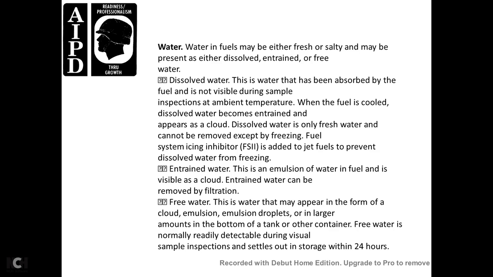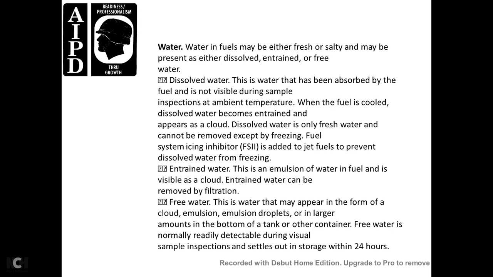Water in fuel may be either fresh or salty, and may be present as either dissolved, entrained or free water. Dissolved water has been absorbed by the fuel and is not visible during sample inspection. At ambient temperature when the fuel is cool, the dissolved water becomes entrained and appears as a cloud. Dissolved water is only fresh water and cannot be removed except by freezing.